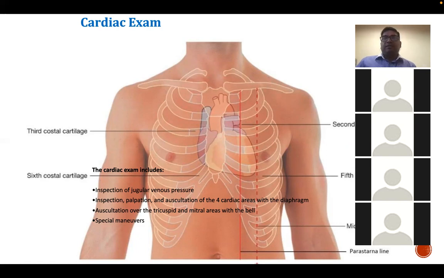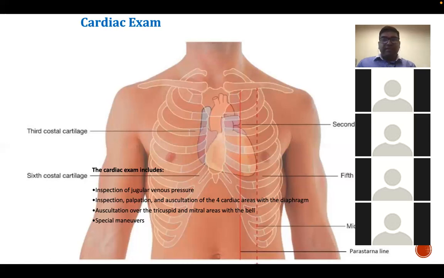And then after that, as I had already said, in the examination, you try to look for the jugular venous pulsation, inspection, palpation, and auscultation in the 4 cardiac areas, which I said: the aortic area, pulmonary area, tricuspid area, and the apical area as well. And then you try to do the auscultation over the tricuspid and mitral areas with the bell over there.